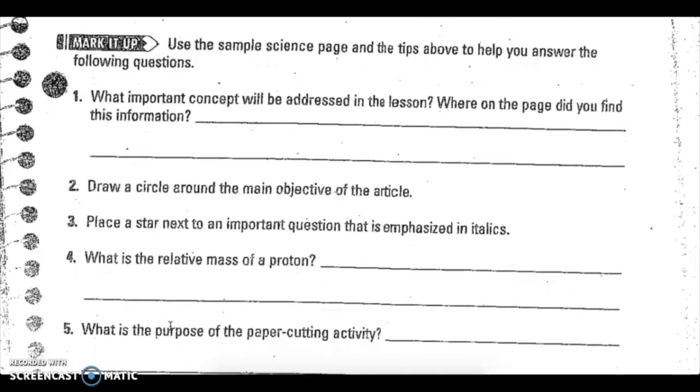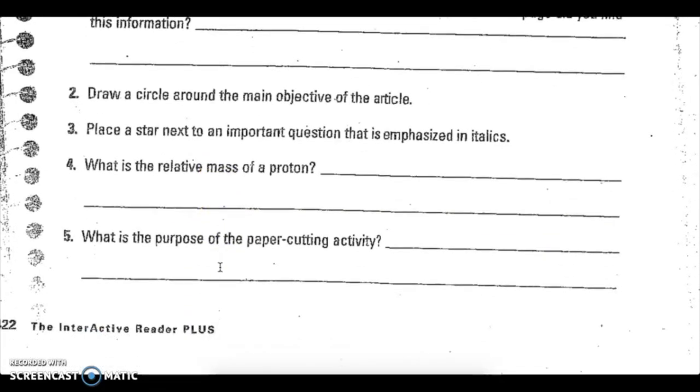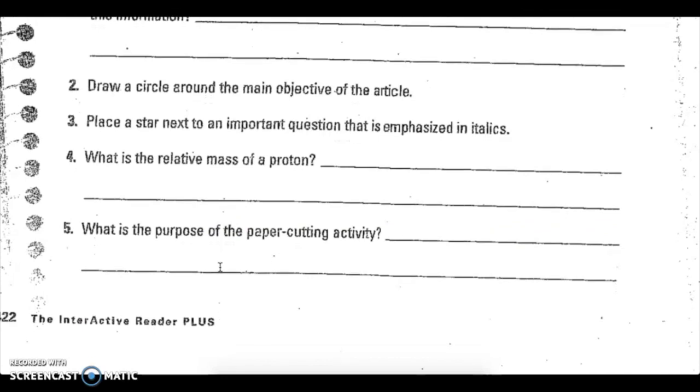Use the sample science page and the tips above to help you answer the following questions. What important concept will be addressed in the lesson? Where on the page did you find this information? Draw a circle around the main objective of the article. Place a star next to an important question that is emphasized in italics. What is the relative mass of a proton? What is the purpose of the paper cutting activity?